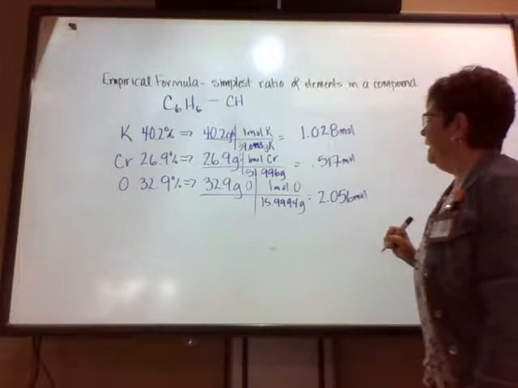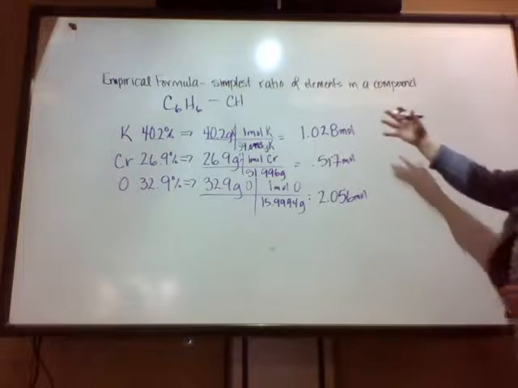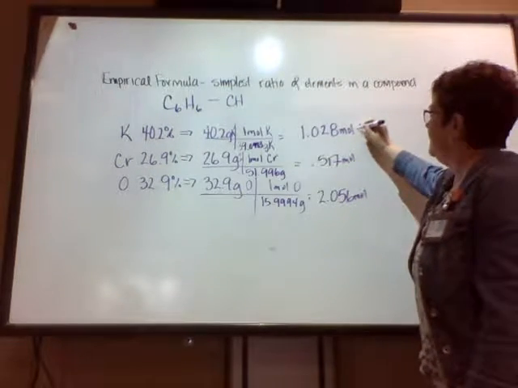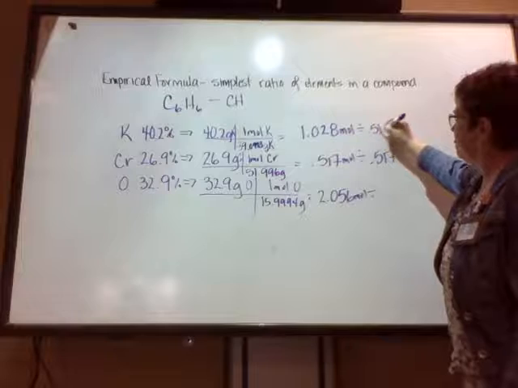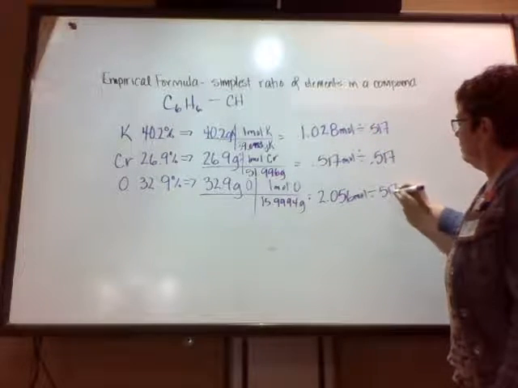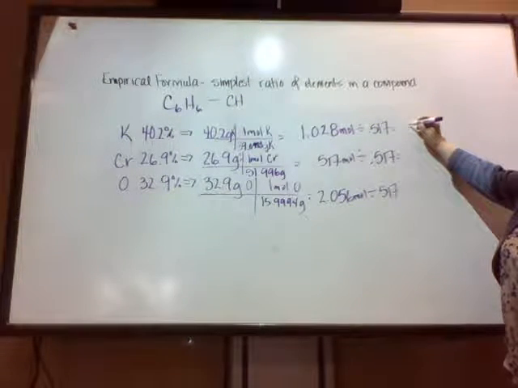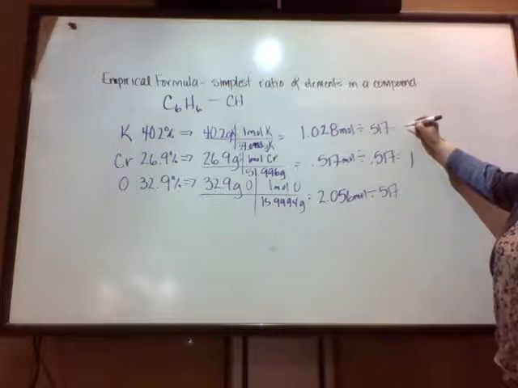Now, when you did the bean lab, you did a comparison to the same bean. We're going to do that here also. Which one is the smallest number of moles? Chromium at 0.517. So I'm going to divide each one of these by 0.517, and I'm going to get a ratio. So this is going to be what? 1. Very good.